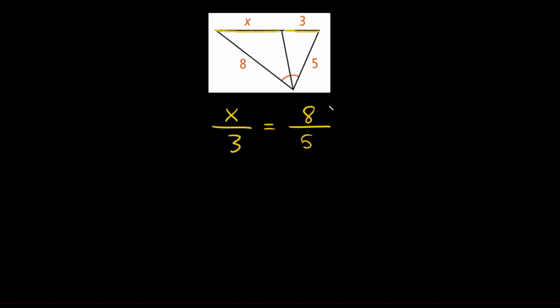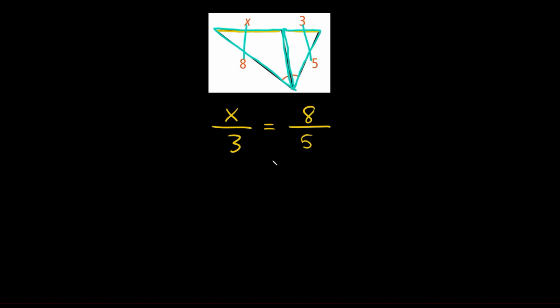Okay, and notice that I didn't put 5 over 8 over here. The reason for that is because you always want to relate the two terms on the same side. So x is related to 8, they're both part of this triangle right here, so that's why they're both on top. And then on this triangle, on the right side, 3 is related to 5, so that's why they're on the same side down here.